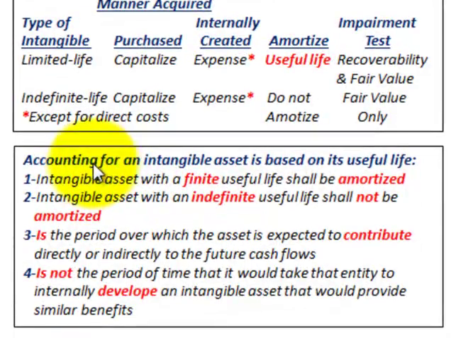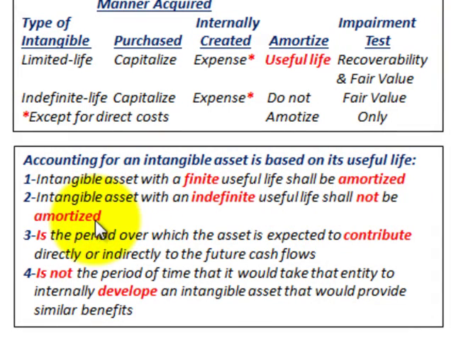Okay, so first off, the accounting for intangible assets is based on its useful life, and we're going to be going through these points. An intangible asset with a finite useful life shall be amortized. So if it has a limited or finite life, we amortize it. Intangible assets with an indefinite useful life shall not be amortized.